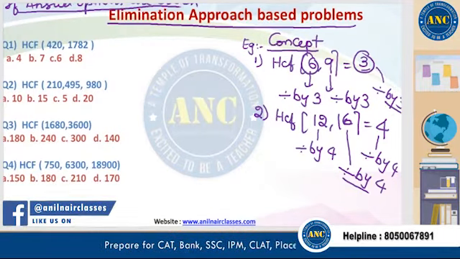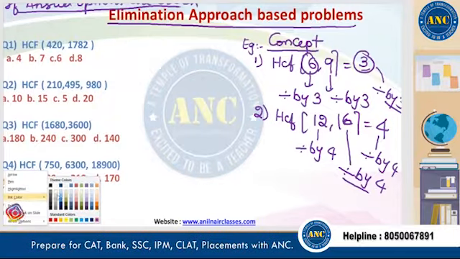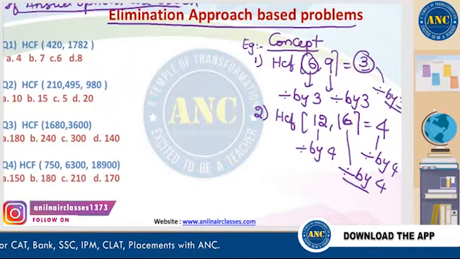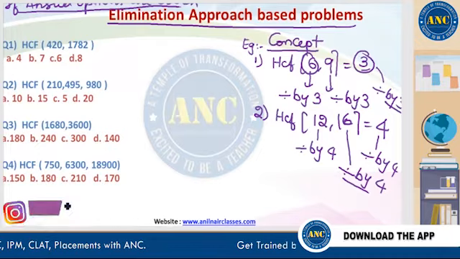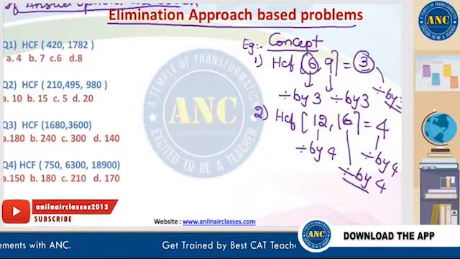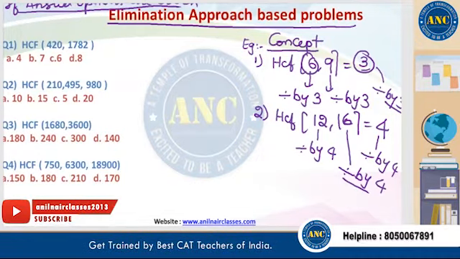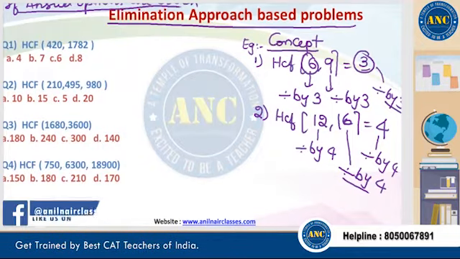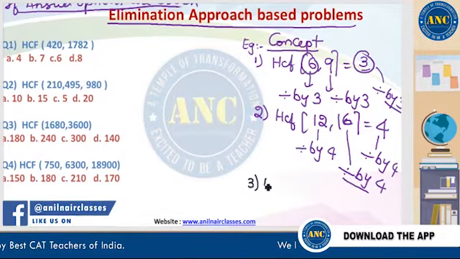Now by using this approach, let us solve the first question. Very beautiful slide it is. HCF of 420, 1782. Options are 4, 7, 6 or 8. Third one.